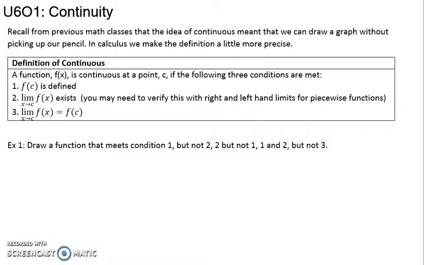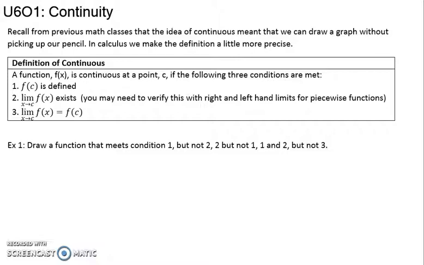Alright, in this video we're going to talk about Unit 6, Objective 1, Continuity. So, recall from previous math classes that continuity just meant we can draw a graph of a function and not pick up our pencil. So that's the basic understanding of continuity. Except now we're going to make the definition a little bit more precise, although we're still really just saying the same thing. We're still saying we can draw a graph and not pick up our pencil.